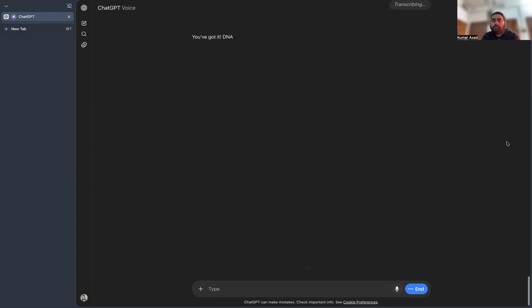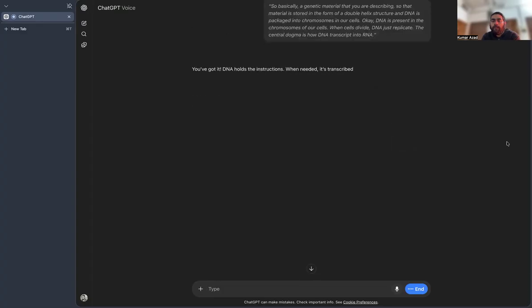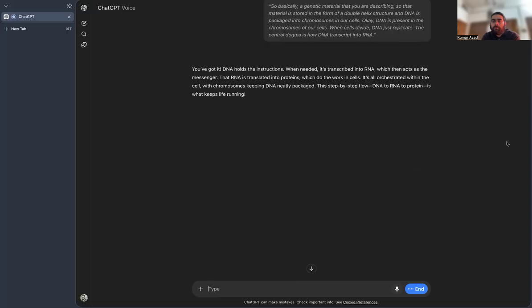You've got it. DNA holds the instructions. When needed, it's transcribed into RNA, which then acts as the messenger. That RNA is translated into proteins, which do the work in cells. It's all orchestrated within the cell, with chromosomes keeping DNA neatly packaged. This step by step flow, DNA to RNA to protein, is what keeps life running. What about RNA, and while replication of DNA, how is RNA involved?